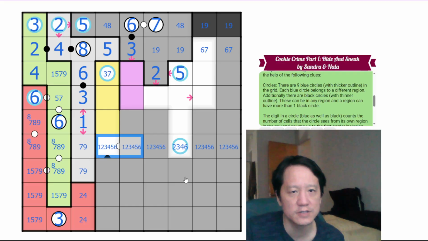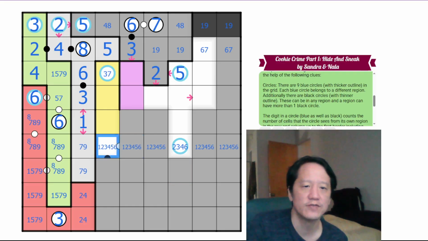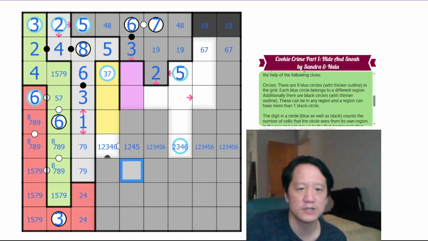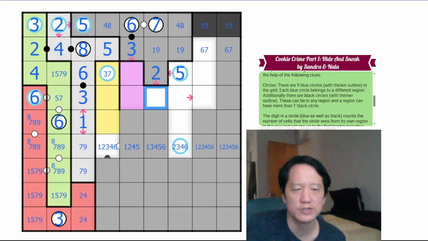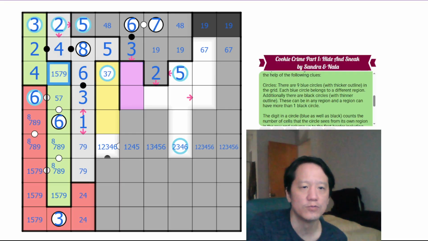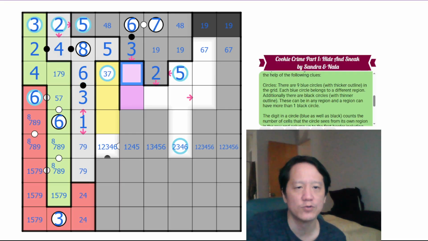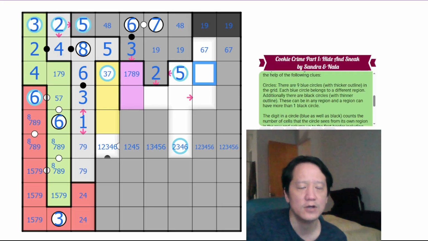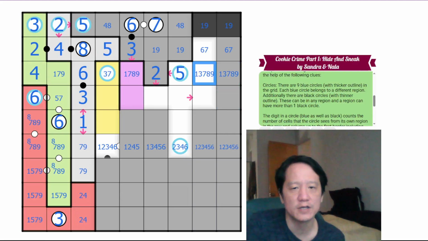These digits are consecutive. This cannot be 5 here. You can't have 3 or 6 here. This can't be 2 because of 2 in the region or in the row. This can't be 5 because of 5 in the row. Remaining digits in row 3 are 1, 3, 7, 8, and 9. No 3 here because of 3 in the column. This is 1, 3, 7, 8, and 9.